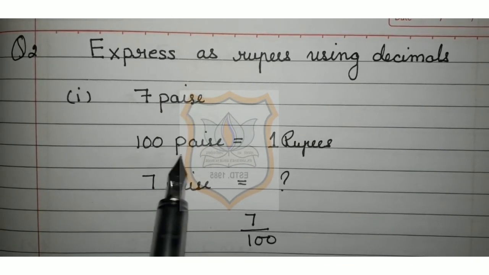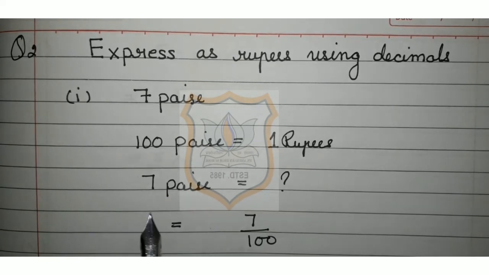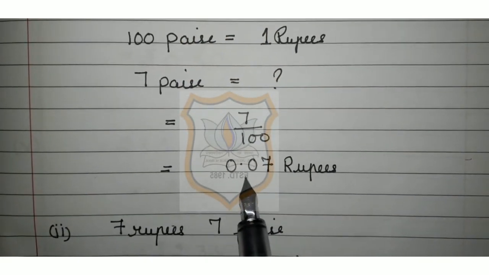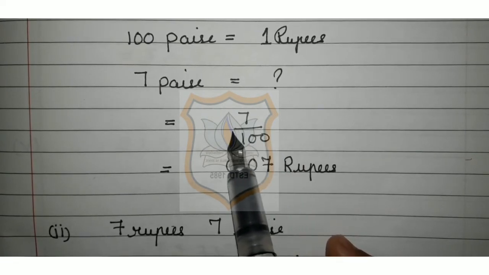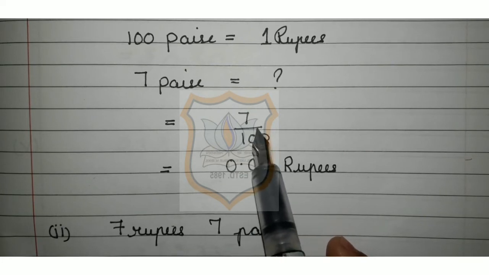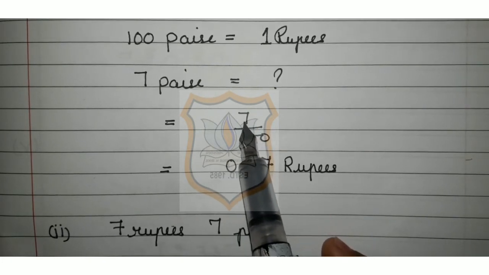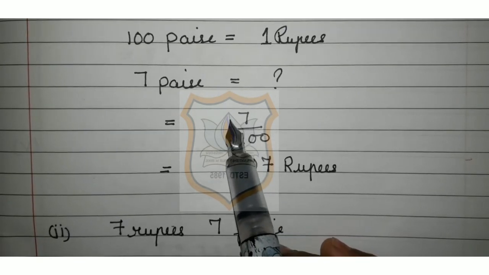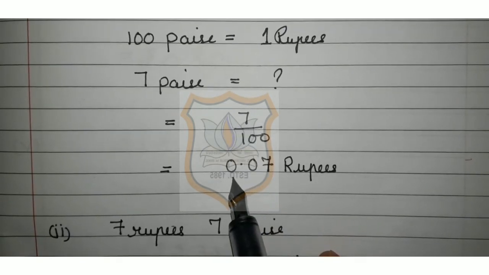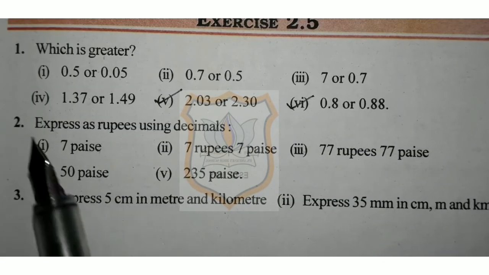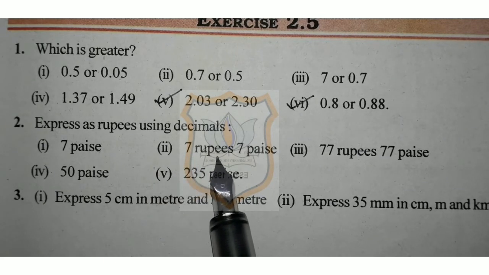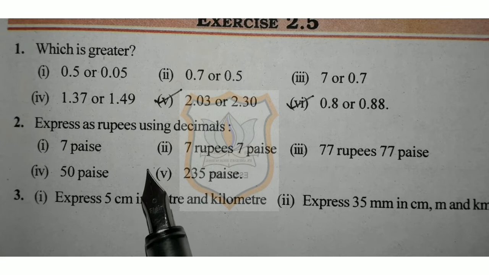As you all know, 100 paisa is equal to 1 rupee. So, we have to calculate 7 paisa is equal to how many rupees? So, 7 is divided by 100. Our answer will be 0.07 because there are 2 zeros below the fraction line. So, the decimal will move 2 digits towards the left, that is 7 and then we will put 0 before it. So, our answer will be 0.07 rupees.